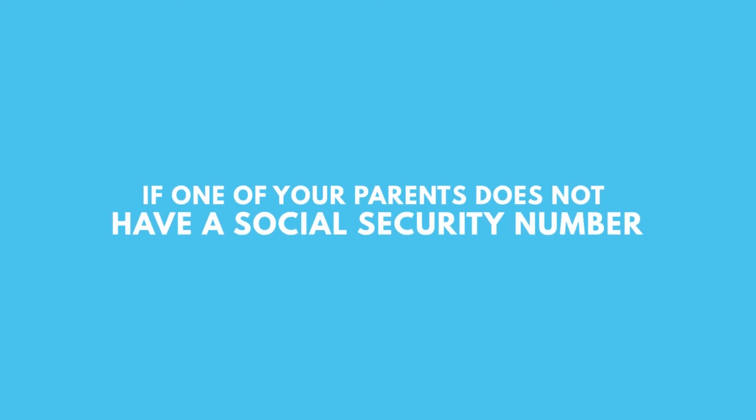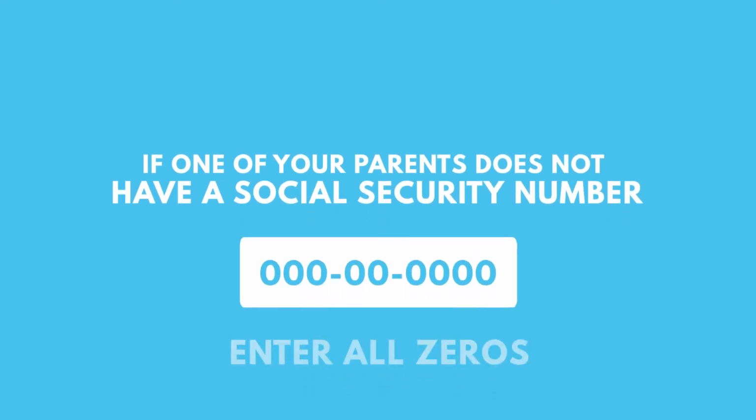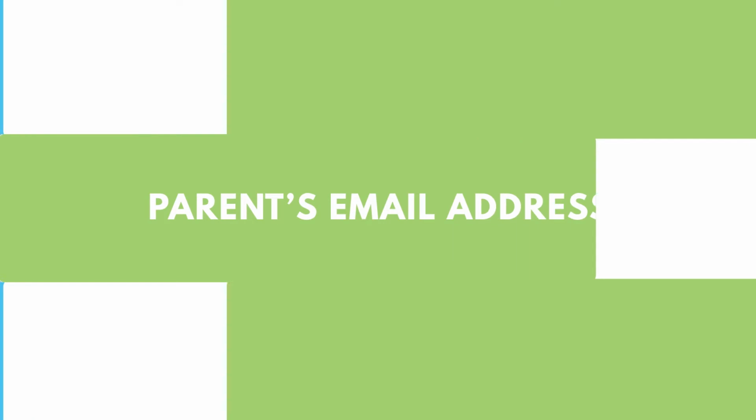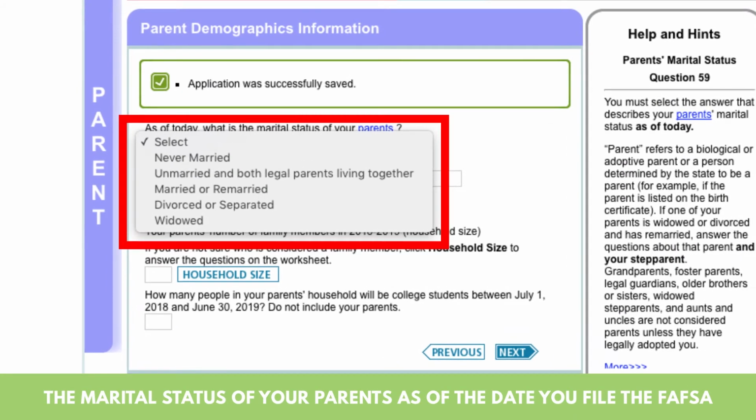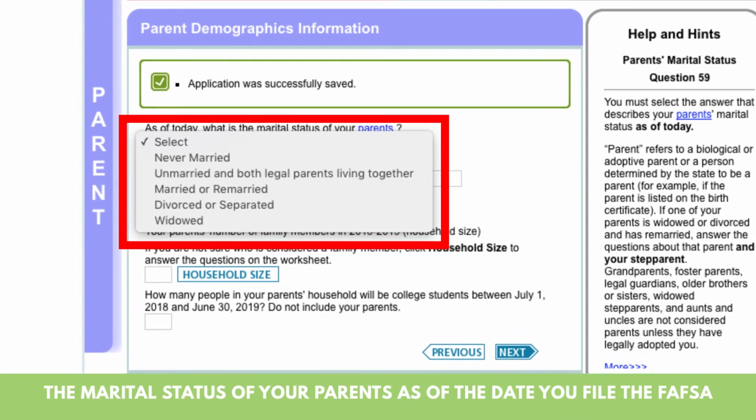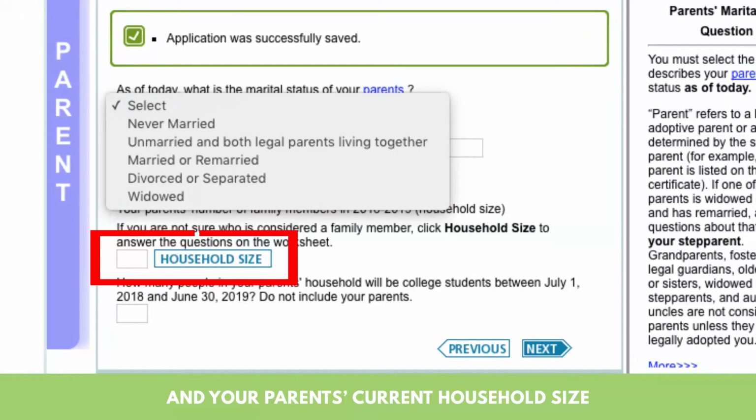If one of your parents does not have a Social Security number, enter all zeros. Parents' email address, if they would like an email confirmation of your FAFSA submission, the marital status of your parents as of the date you filed the FAFSA, and your parents' current household size.